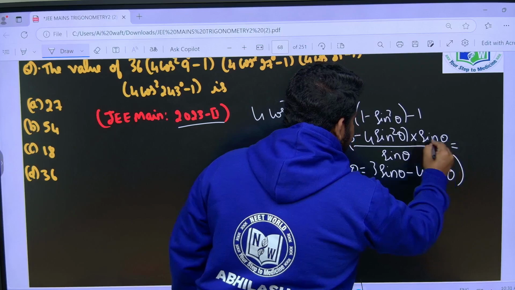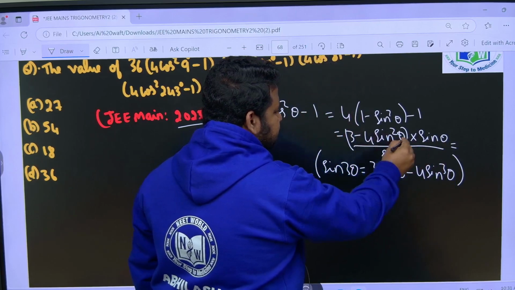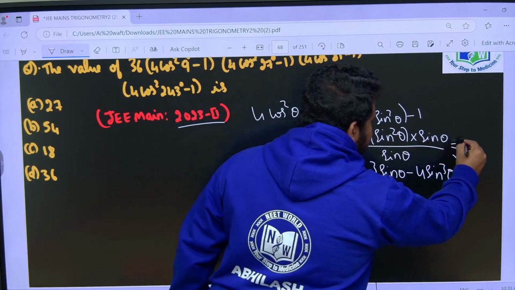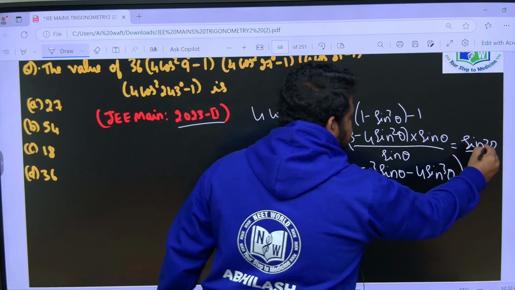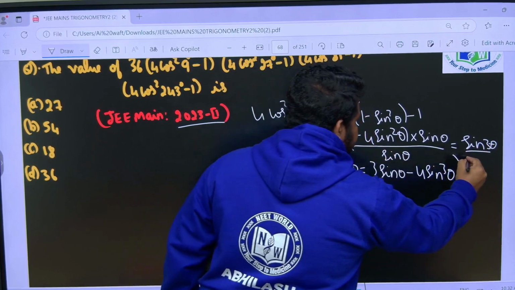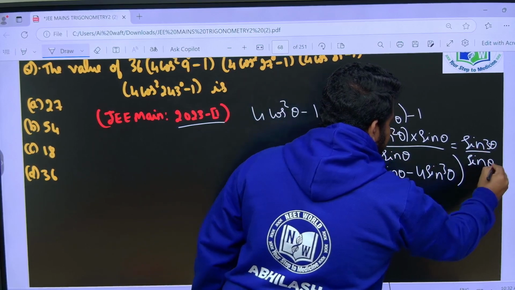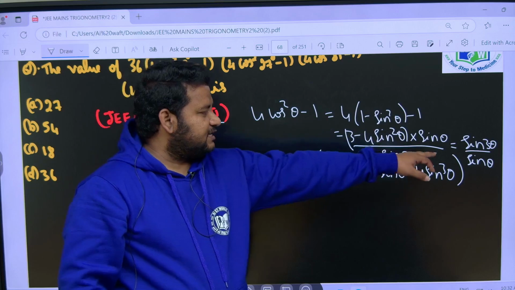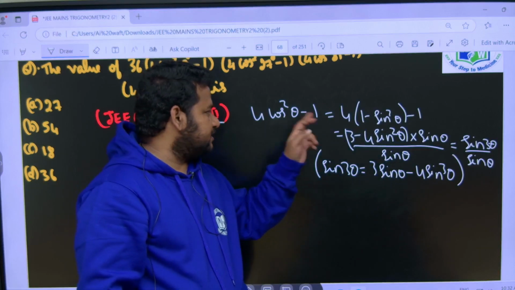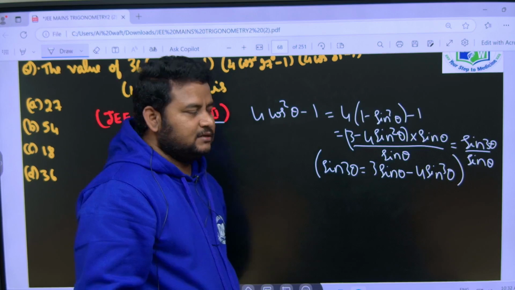So what will this be? If I multiply by sin theta, this will be 3 sin theta minus 4 sin cube theta. That is nothing but sin 3 theta, divided by sin theta. Correct? So 4 cos square theta minus 1 is equal to sin 3 theta by sin theta.